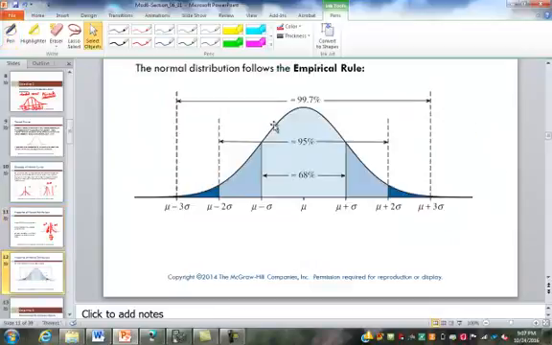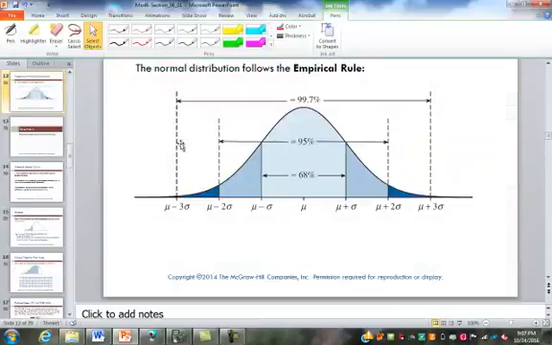This is, again, our empirical rule that we looked at. And what we'll find when we start looking at our probabilities is that these percents, as I said, are approximations. They're rounded off probabilities from our normal distribution.